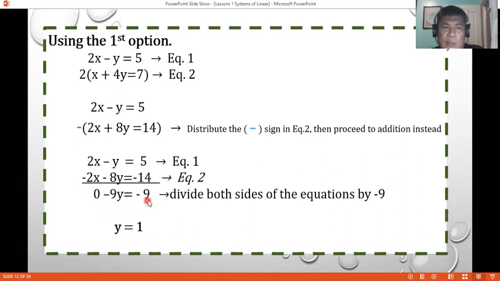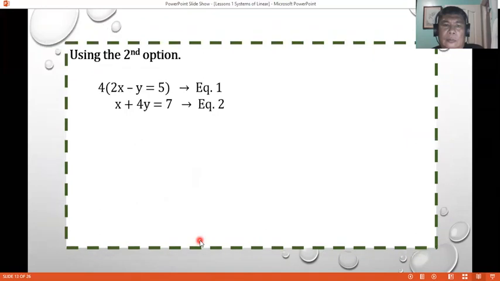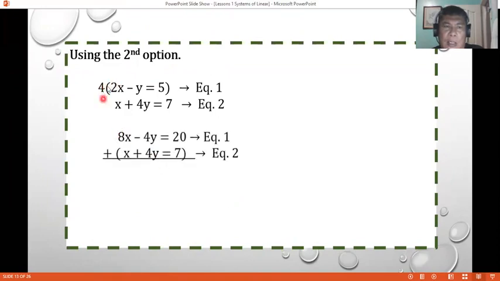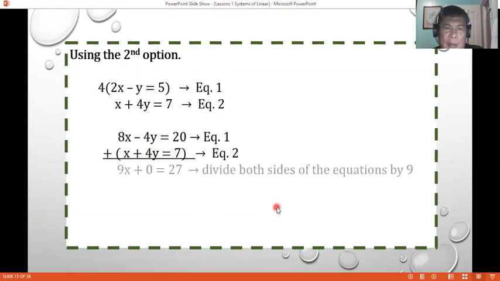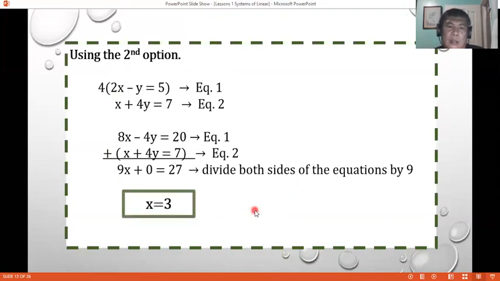So, dividing both sides by negative 9, we have y equals to 1. Tandaan nyo to ha, y equals to 1. Tapos, using option number 2, multiply natin ng 4 yung equation 1. So, magiging 8x, distribute, magiging negative 4y, magiging 20 yon. Parehas na yung value ng y. So, plus tayo ngayon kasi unlike sign. So, 0 yung y. Ito 8 plus 1, 9. 20 plus 7, 27. Dividing both sides by 9, we have x equals to 3.